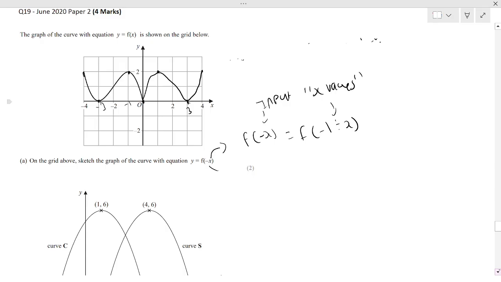Hopefully that made sense, right? Because that input here is just times it by minus 1, so minus x, you just times it by minus. You just times by the opposite sign. Okay, so that's 2 marks.